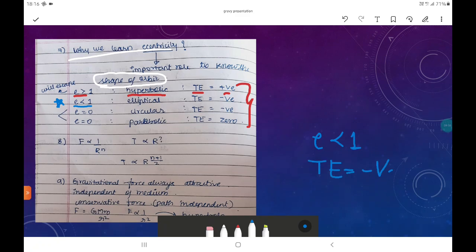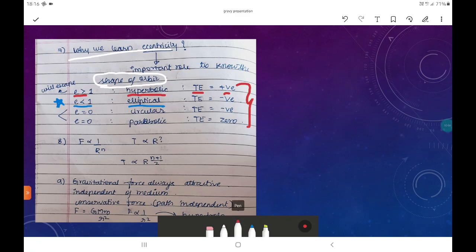That's why when you move further to the gravitation chapter, part 2, and we learn how to calculate energies, gravitational potential energy, kinetic energy, total energy, at that time we will take total energy as negative. Because the e value was less than 1, total energy is taken as negative, and hence we conclude that the path is elliptical. If e was positive, the path was hyperbolic. If e is negative, the path is elliptical.